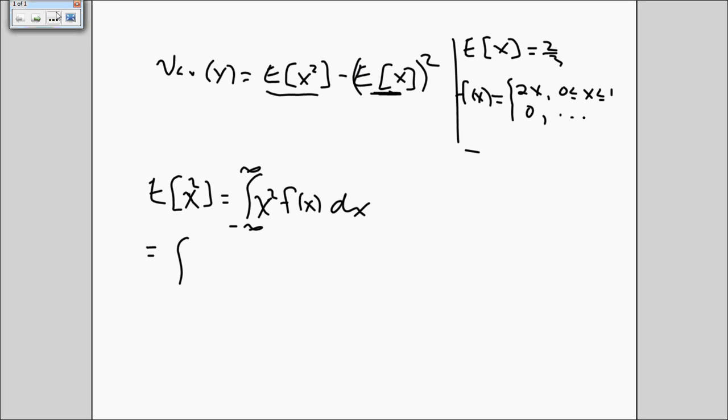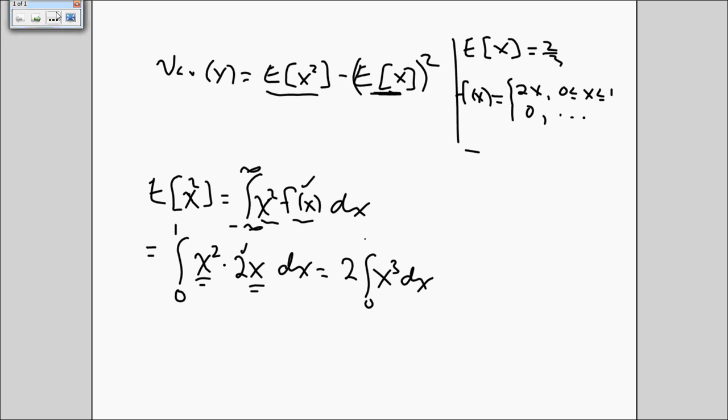Again, x squared times 0 is 0, and you're 0 if you're outside of 0 to 1. F of x is 0 outside of 0 to 1. But between 0 and 1, it's not always 0. So we'll integrate from 0 to 1 x squared times f of x, which is 2x dx. You can factor out the 2. X squared times x is x cubed dx, 0 to 1.